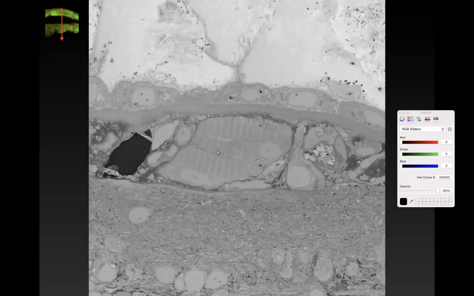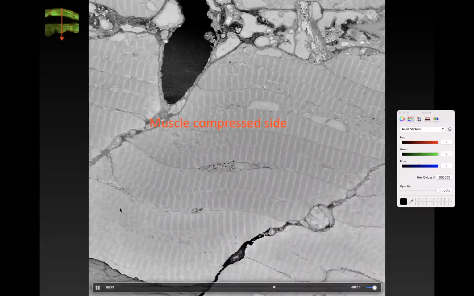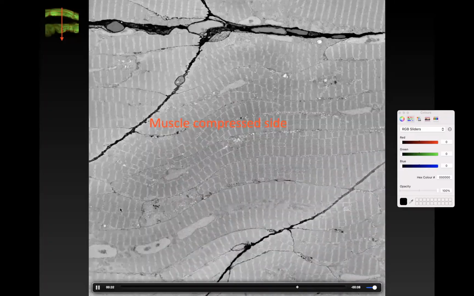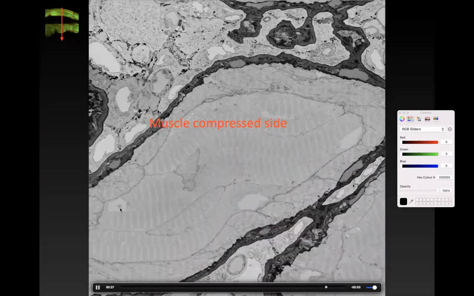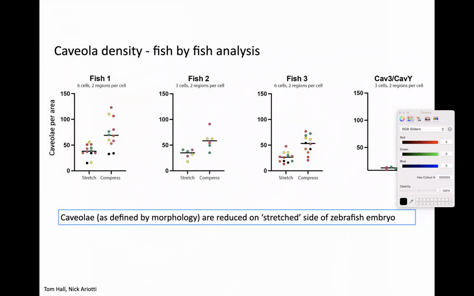And then you'll see the muscle now appearing on the compressed side. And I hope you can see this curvature of the muscle, because this is now doubled up and bent over on the compressed side. So Nick did his magic, and he did this on multiple embryos, supreme effort.